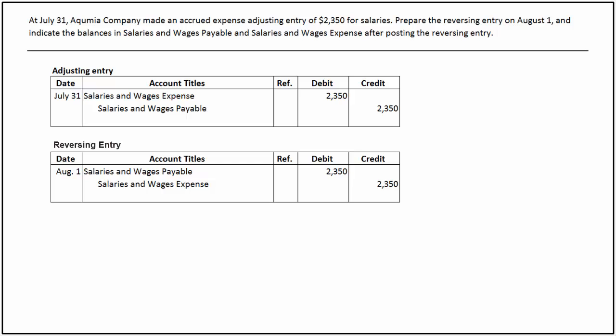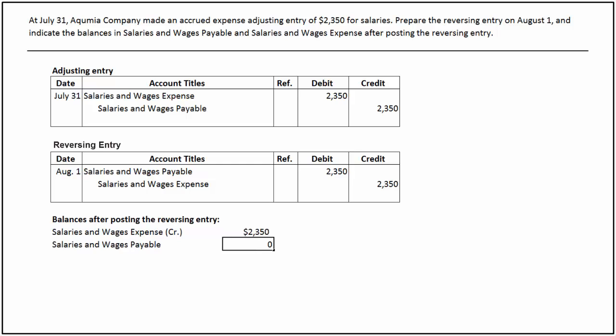The reversing entry eliminates the balance in salaries and wages payable, which was created by the adjusting entry. It also creates a credit balance in the salaries and wages expense account, which would have been eliminated by the closing entry that was made in the previous period. After posting the reversing entry, salaries and wages expense has a credit balance of $2,350 and salaries and wages payable has zero balance. It is unusual for an expense account to have a credit balance, but it is accurate in this instance as it represents the balance of the outstanding expense for the previous period.